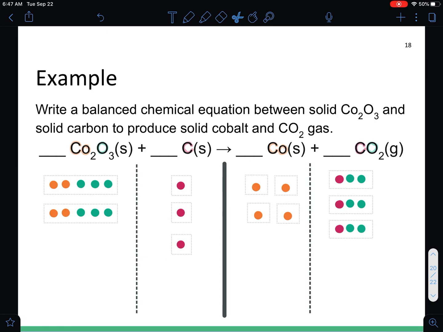All right, so now let's write in our coefficients. There are 2 compounds of Co2O3. There's 1, 2, 3 C's, 1, 2, 3, 4 COs, and 1, 2, 3 CO2s.